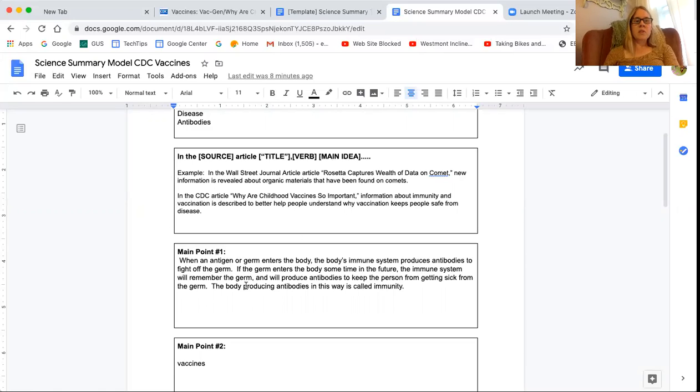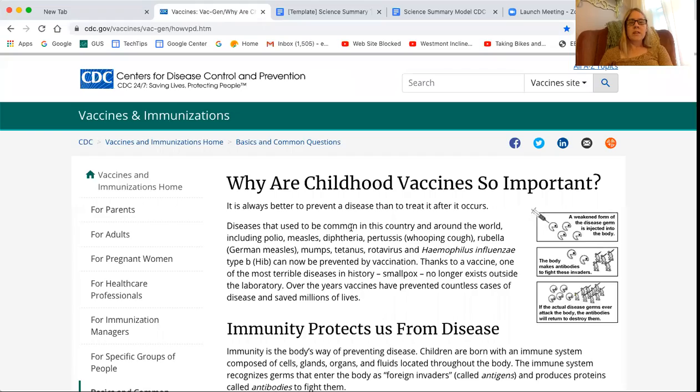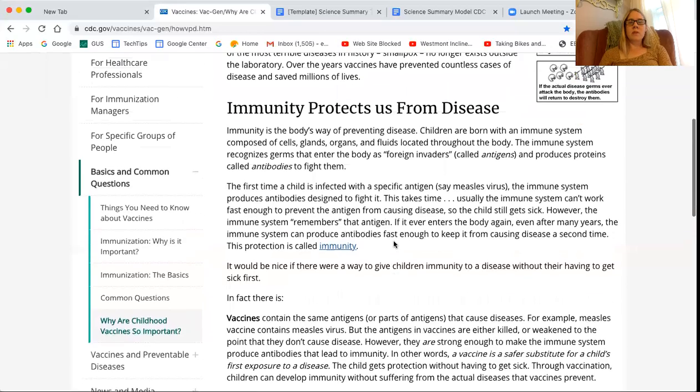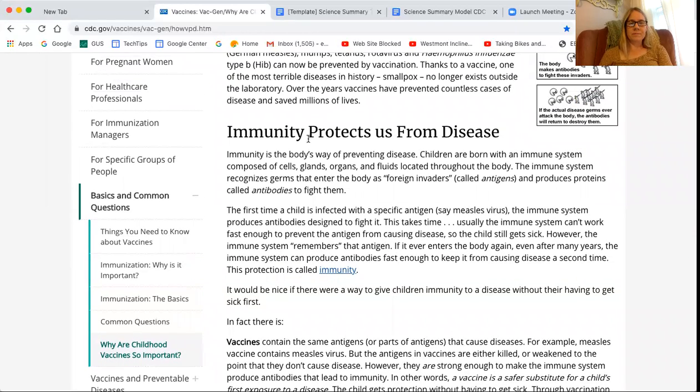Okay, so the next thing I want to do is talk about how to summarize one of the main points of the article. So let's go back to the article. In class, we've already determined what the three main points are, and we've determined that one of the three main points is immunity. Okay, so this section here is where immunity is discussed. So what I'd like you to do when you're doing this on your own, and I'm going to model it for this first main point, is to just read and decide how you could sum up what is being said here in 2 to 3 sentences.